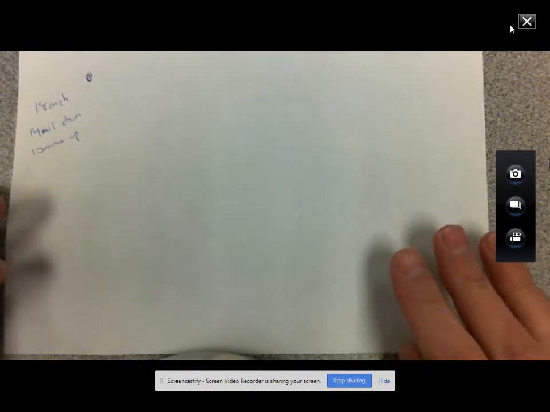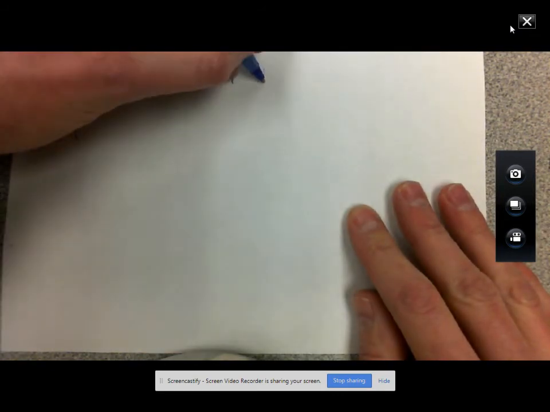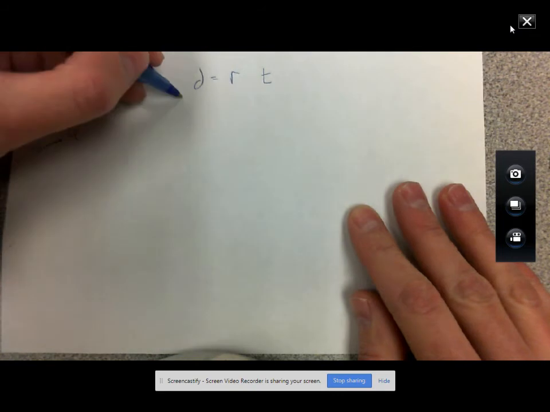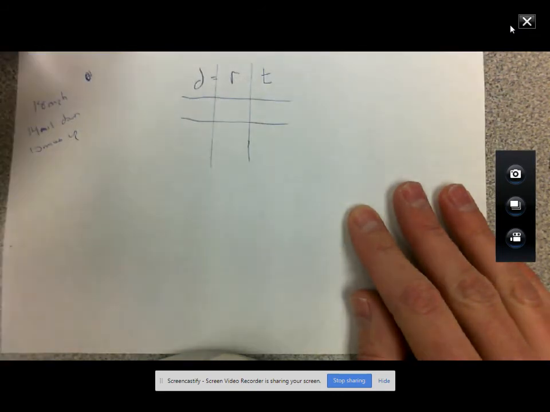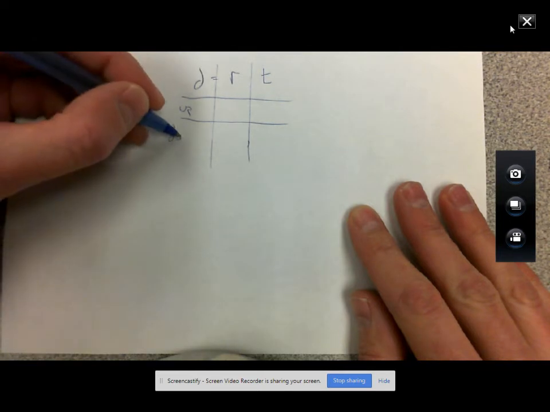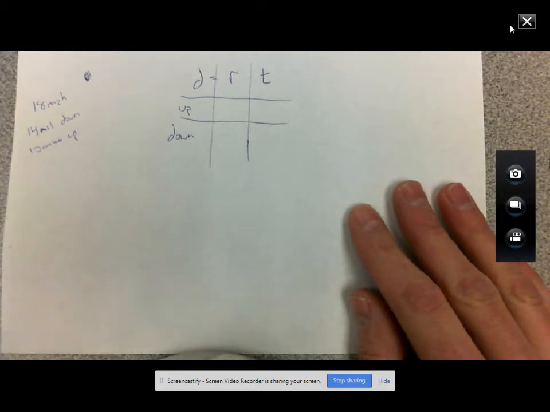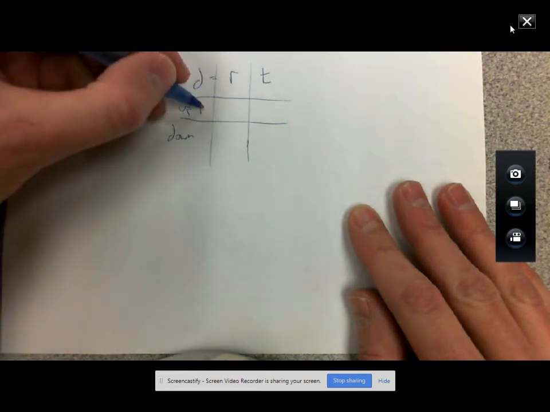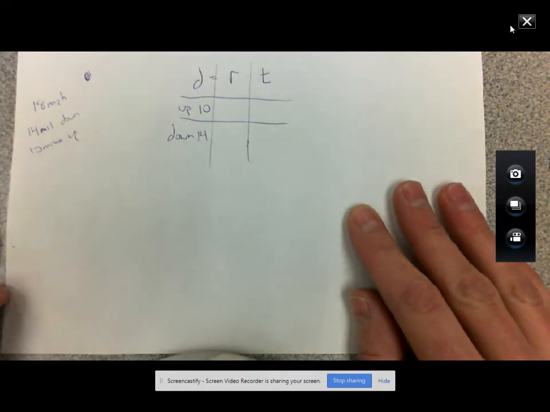I'm going to make that table again. So I'm going to make my distance equals rate times time table. And the two things I'm comparing this time are upstream and downstream. The first important part is filling in this table. So the distance it goes upstream is 10 miles. Downstream it goes 14 miles. So the distance is 10 and distance 14.